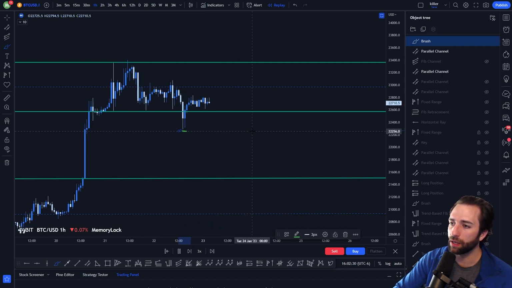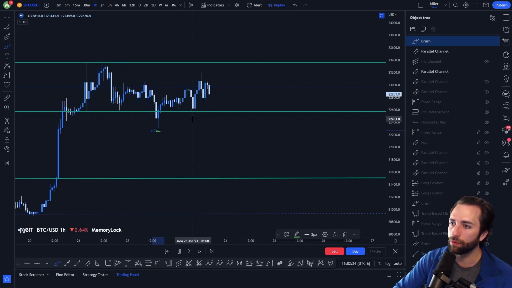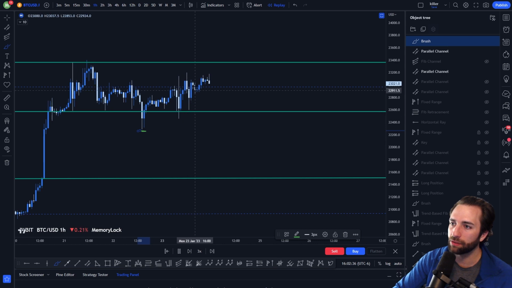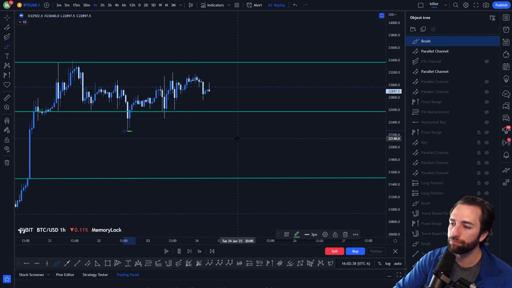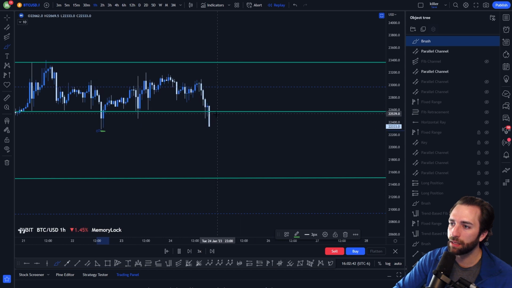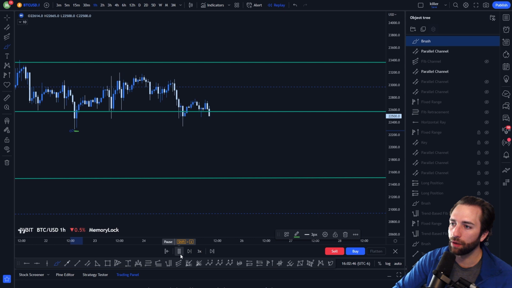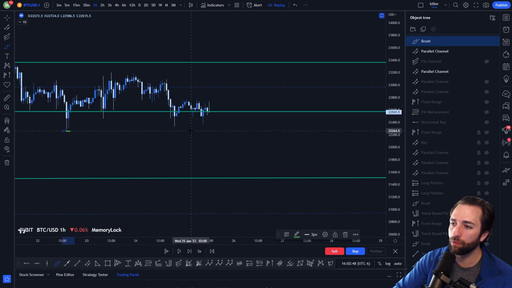So we'll go ahead and see how that unfolds here. We do get the midline, long, midline, maybe catch this long, midline. Okay. And again, we get another deviation and another one. But again, what happened here? We did not take out this low. We did not get stopped out, right?